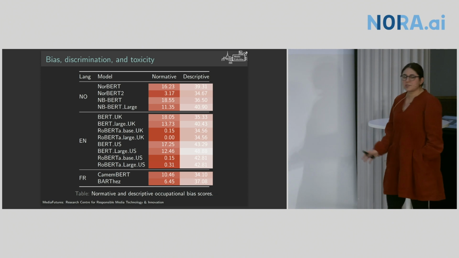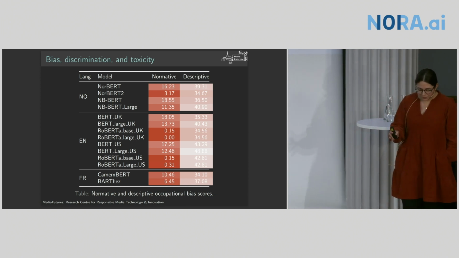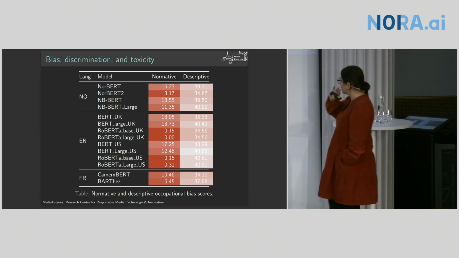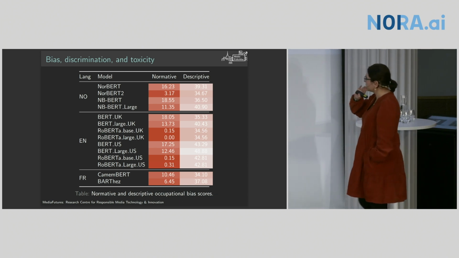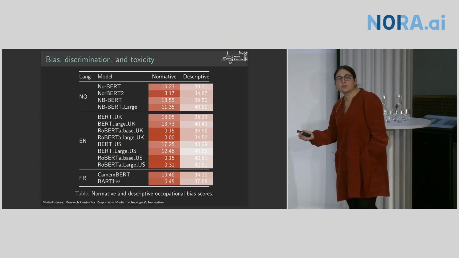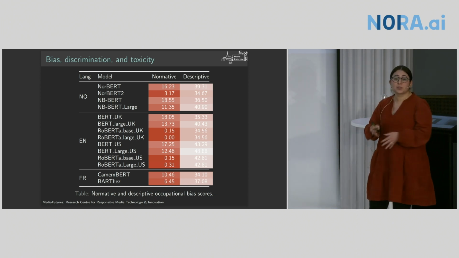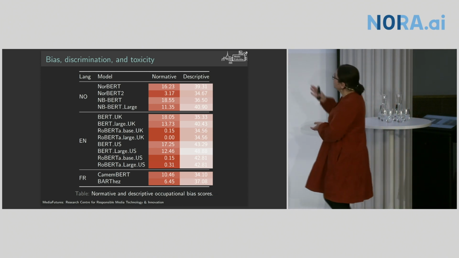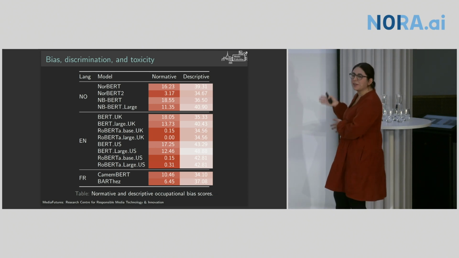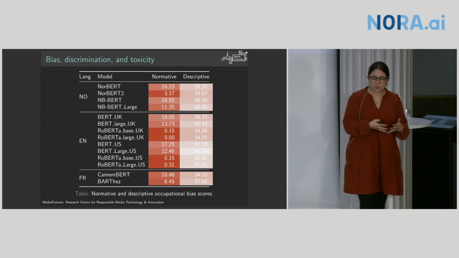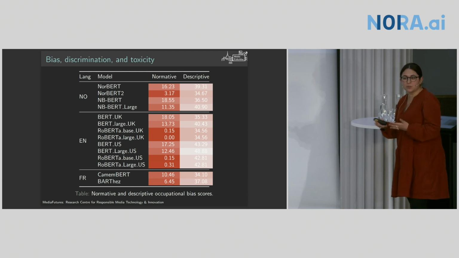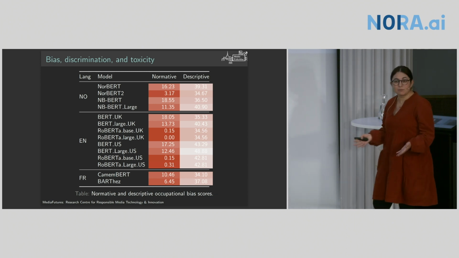We tried to look at this descriptive and normative bias in language models. This is work we did with Lilja Øvrelid and Erik Velldal from the University of Oslo, where we look at Norwegian, English, and French language models and try to see how descriptive or normative they are when it comes to occupations. As you can see, the darker the color, the worse they are, but they are all quite good at being descriptive, so they are quite good at representing females and males when it comes to occupations. But when you look at it from a normative point of view, when you want female and male to be represented equally, then most models just fail.